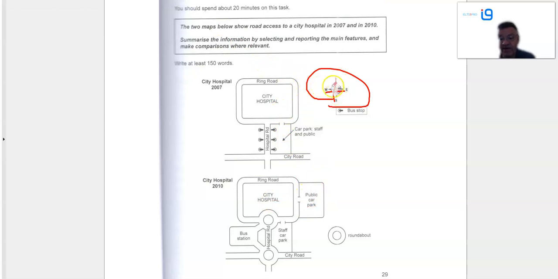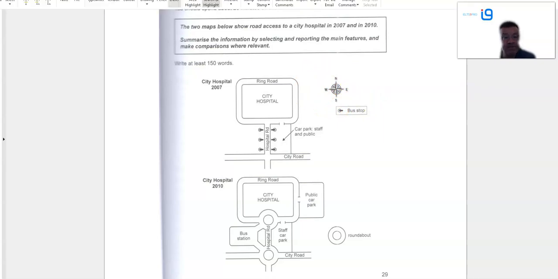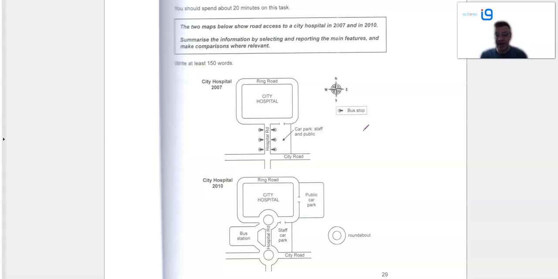And what can we say about this one at first? Okay, look. So now these map ones are interesting. The last one we did, Cambridge 14, test 4, I think, was 2 maps also, but that was past and present. These are both in the past. So in terms of grammar, we don't want to be using present perfect, because both these maps are in the past.